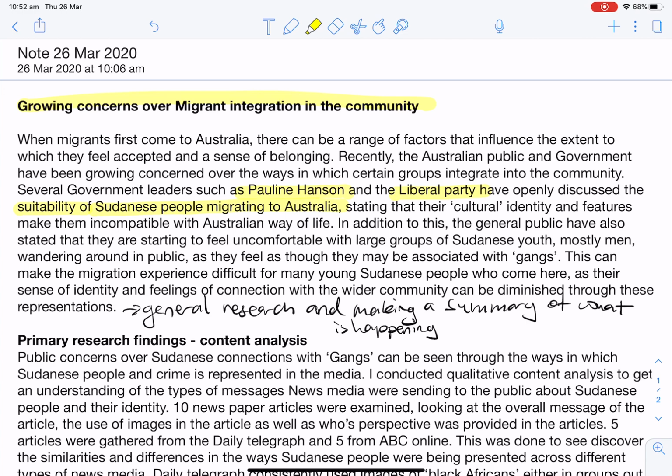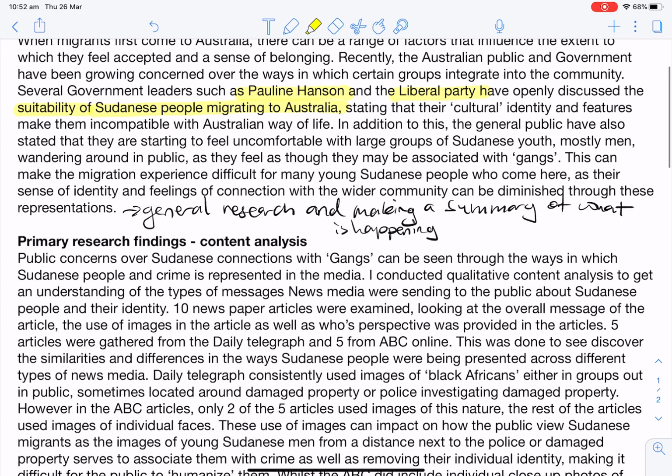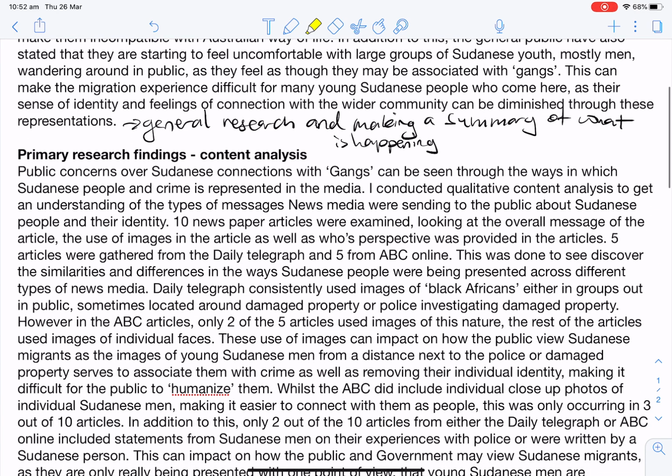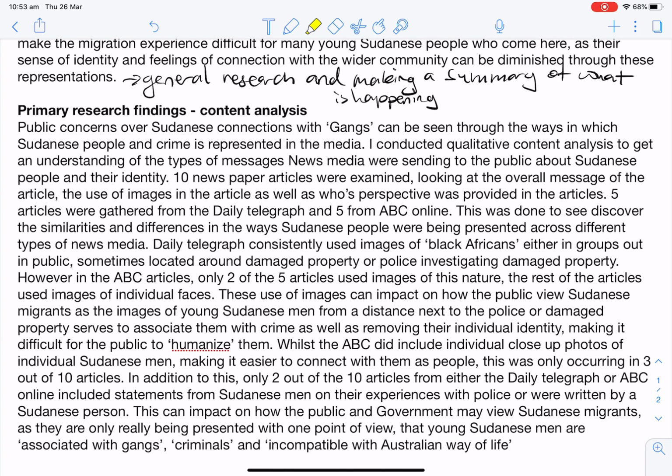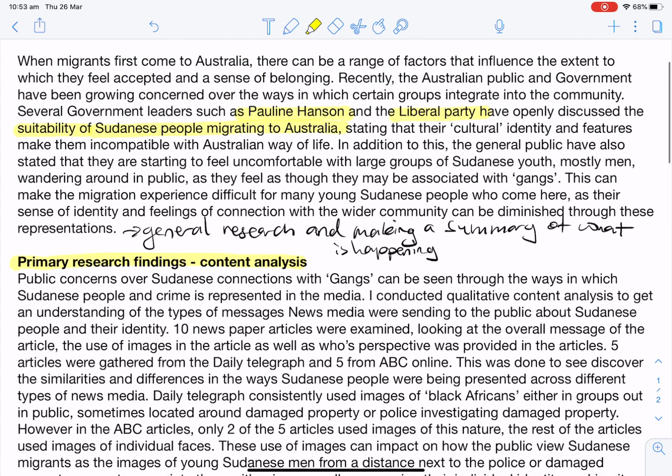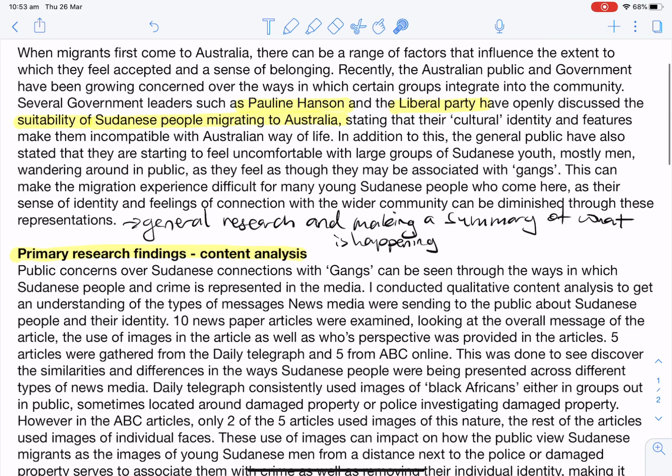So here I've mentioned that Sudanese people are being connected with gangs, and that there's questions over their suitability of being in Australia because they don't kind of fit in, the assumption is that they don't fit in with Australian way of life. Then you can go into your primary research. So you can see here that it's broken up, focusing on the point that's been made here about them feeling as though they may be associated with gangs and that they're incompatible with Australian way of life.